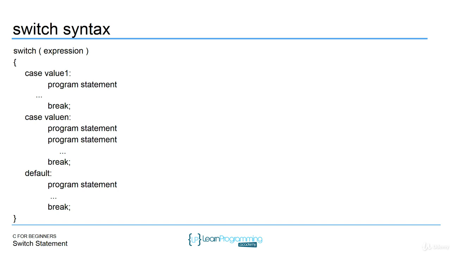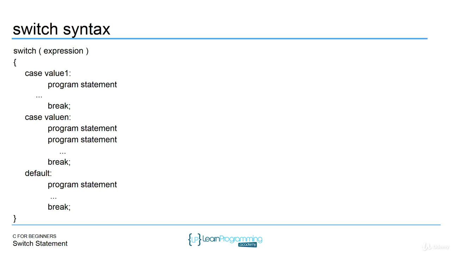And then inside there you can have multiple program statements. And then at the end you have a break keyword. That's another keyword. So there's 3 keywords here, actually 4. There's the switch keyword, the case keyword, the break keyword, and then the default at the bottom. So these are the important things to notice.